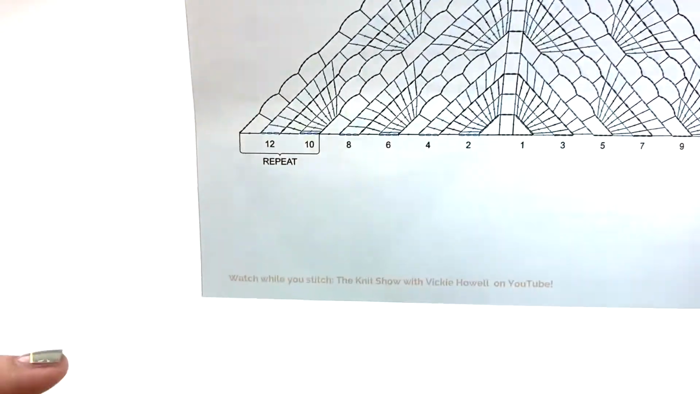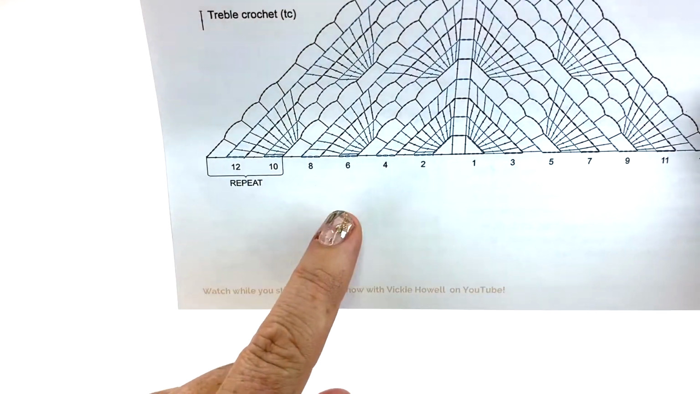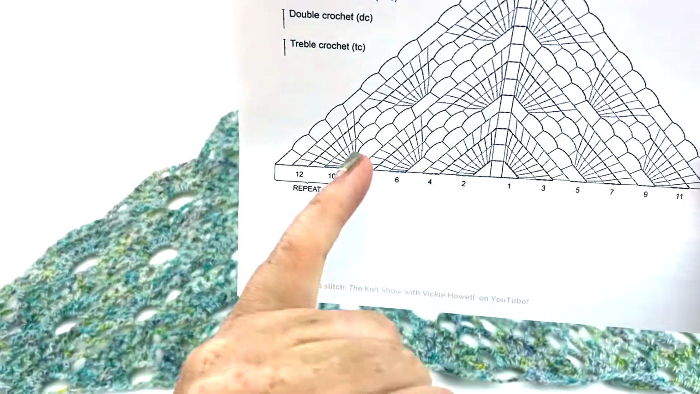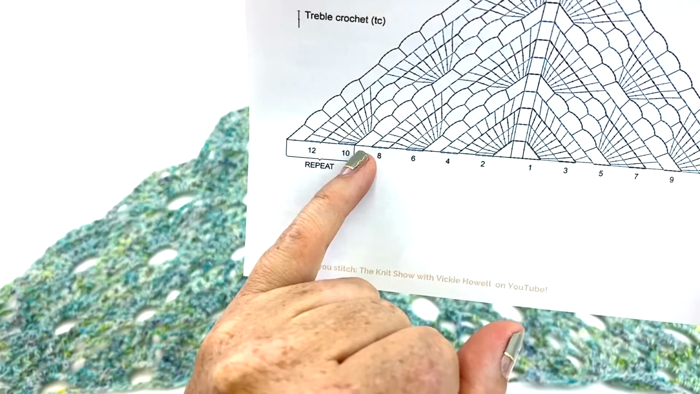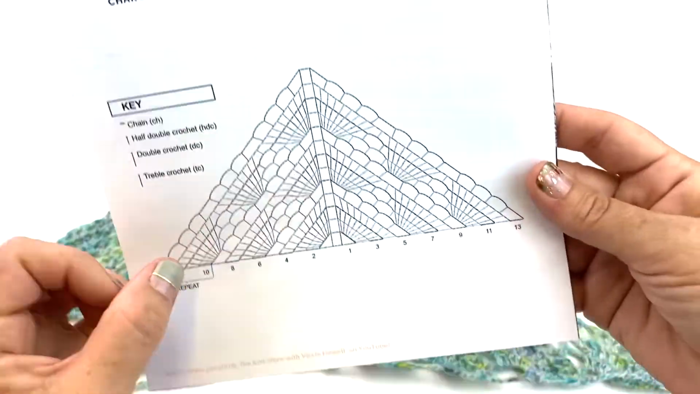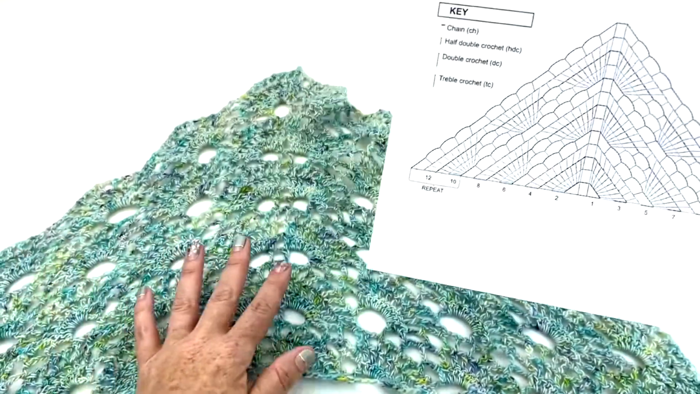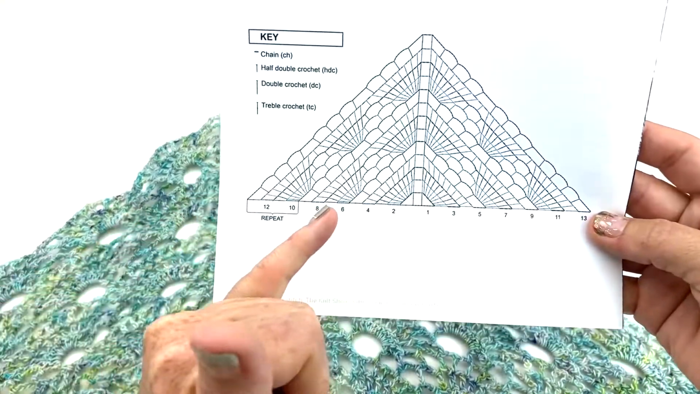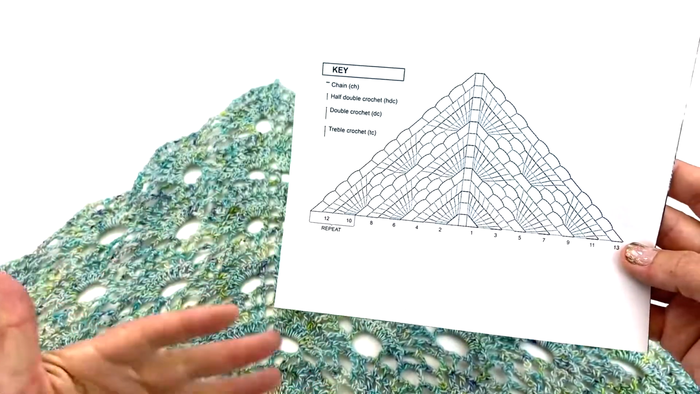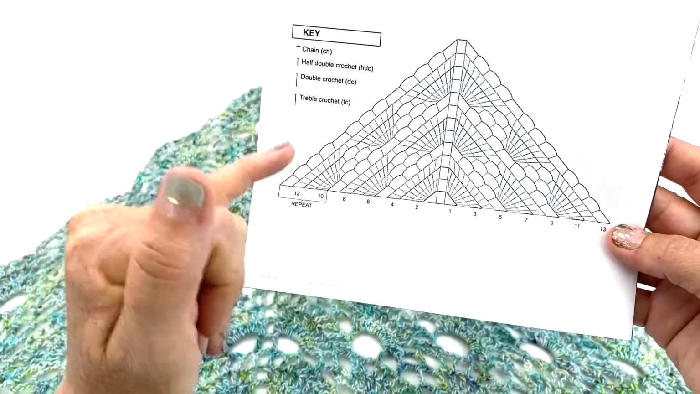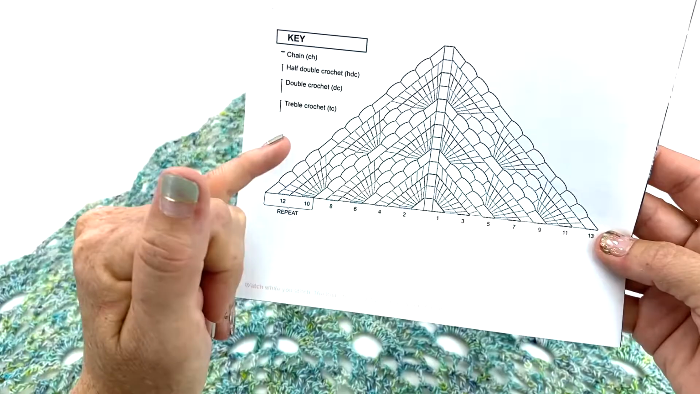All right, and then I spoke earlier about how this piece was representative of everything but the repeats. So for this particular chart, you can repeat rows 10 through 13 as many times as the pattern calls for, or you can literally do this repeat until the piece is as big as you like. So there's no need to chart out the rest because you're just repeating again and again and again.